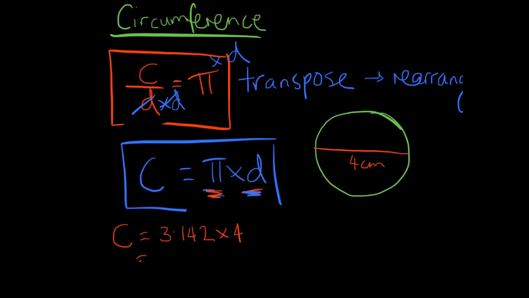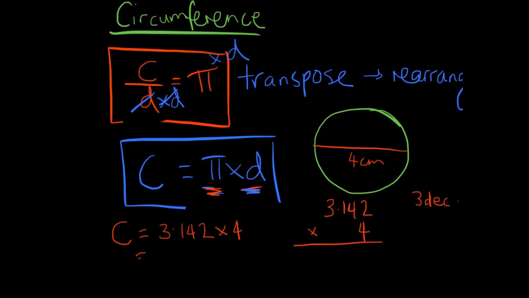So you'd go 3.142 multiplying that by 4. Okay, now when we multiply decimals, we need to look at how many decimal places we have after our decimal point. Now over here we've got 3 decimal places, so we write that down, or we remember that that's how many decimal places we have. And the reason why is because we are going to get rid of this decimal point over here. Once we've done that, we just multiply as normal.